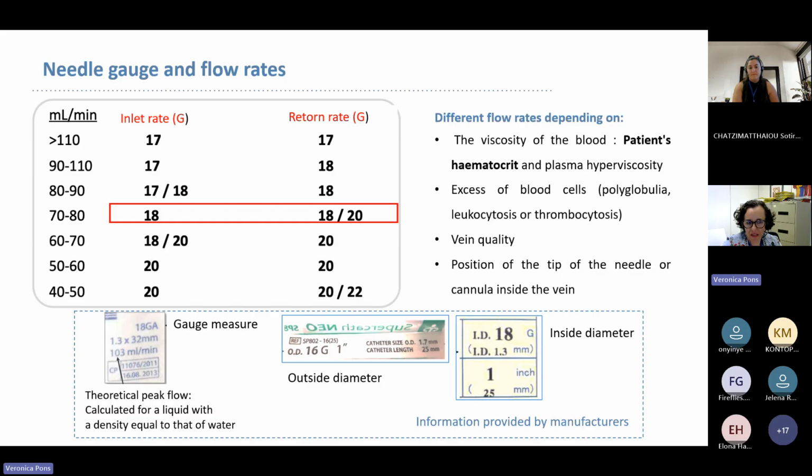But the flow rates are not 70 to 80 milliliters per minute. It is lower, really lower in red cell exchange. And commercial companies will provide, as you can see in the slide, the information of these devices on gauges, theoretical peak flow, and also outside and inside diameter. So it's important to know that we can see it in the information provided.